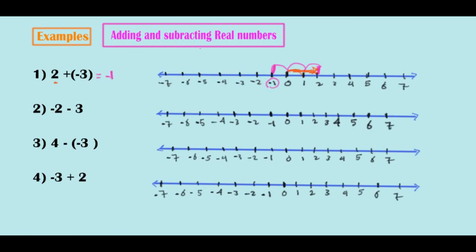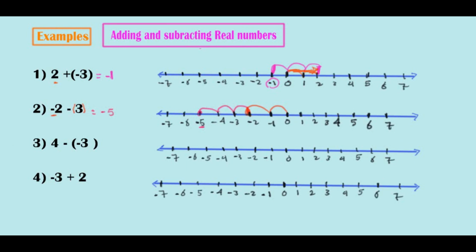Okay, let's take another one. Here we have negative 2. So I'm going from 0 in the negative way 2 steps, 1 and 2. This is the first point we have. Minus 3, let's consider 3 between two brackets. That means I'm going to subtract a positive number. To subtract a positive number, I'm going to the left way. I'm going 3 steps, 1, 2, 3. So the last point is going to be negative 5, and this is our answer.